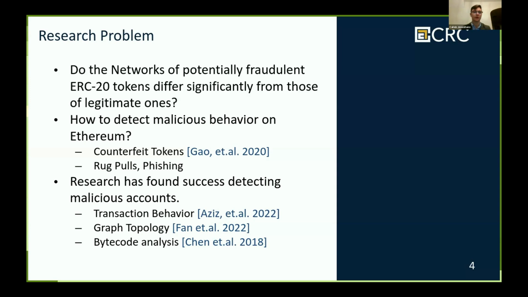What we're interested in finding out here is whether, if we take these fraudulent tokens and look at their network structure, there are significant differences between these and legitimate tokens. And can we use those to build some sort of model to predict whether a token is legitimate or not, based solely on some of the traits of its network?